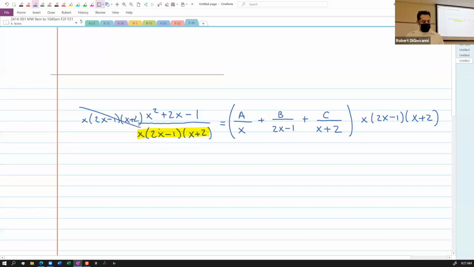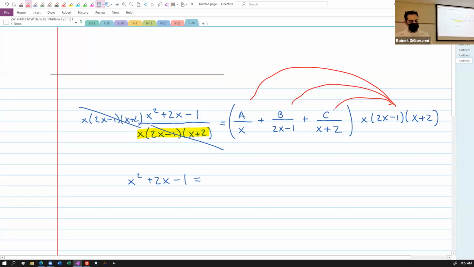And on the left side, things are great. Everything just goes away. On the right side, we must distribute this through here, here, and here. So when I do my first multiplication, this big chunk of stuff times that a over x, this x on the bottom will kill off this x, won't it? So I'll be left with the a, and I'll be left with the 2x minus 1, and I'll be left with the x plus 2.